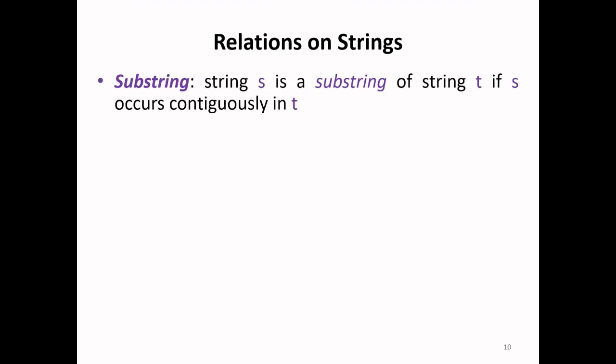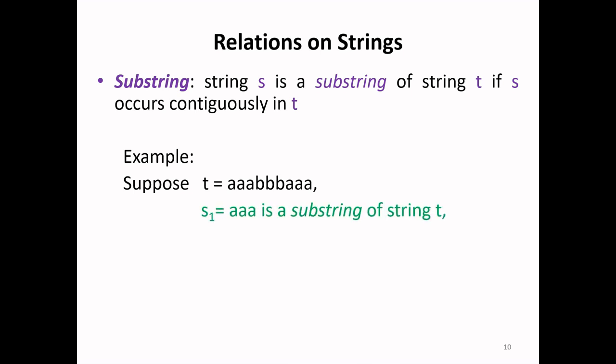let's see some relations on strings. First relation, substring. String S is a substring of string T if S occurs continuously in T. For example, consider T is equal to 3 A's, 3 B's followed by 3 A's. Check: is S1 a substring of this string? What is S1? S1 is equal to A. We have A here, or here A. So hence S1 is a substring of string T.